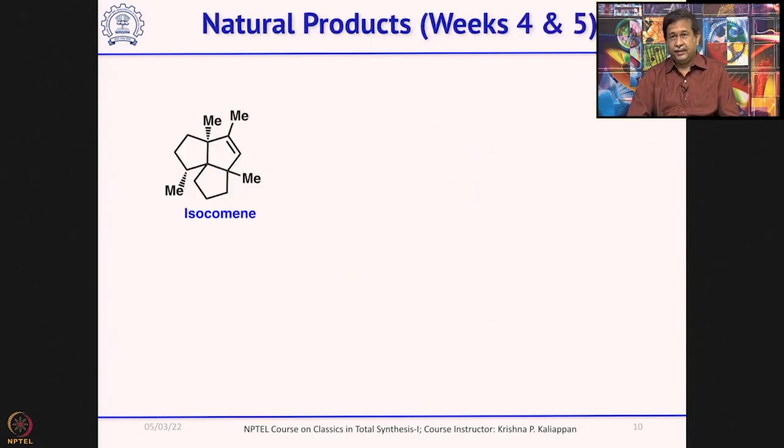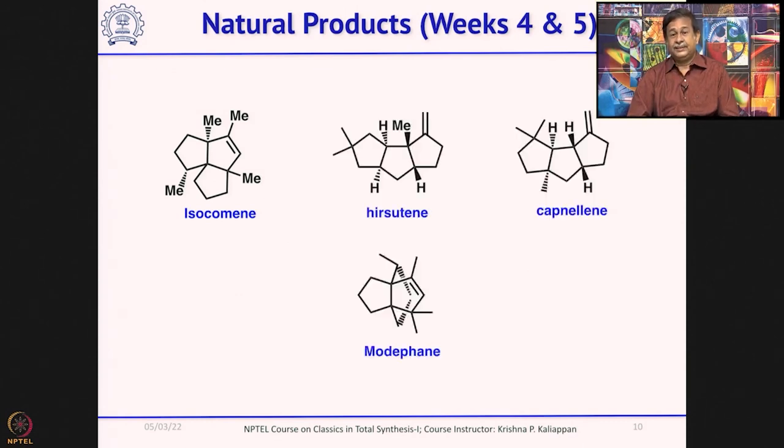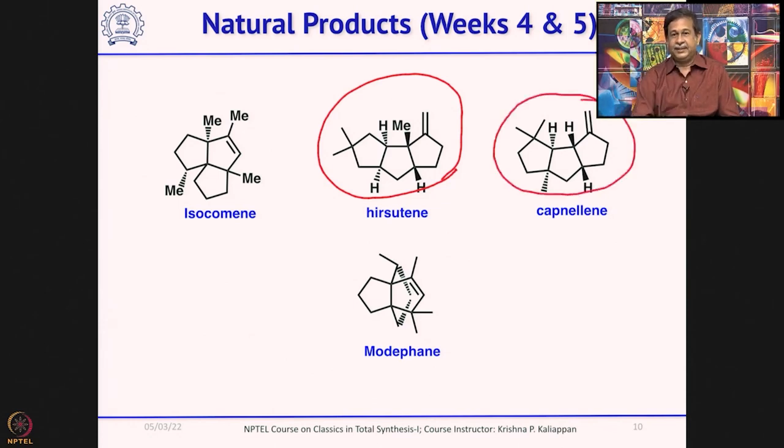Weeks 4 and 5, we will move to another interesting class of sesquiterpenes called triquinanes. Okay, so the triquinanes can be linear. So for example, if you take hirsutine, 3 five-membered rings, quinine means quine, 5. Okay, there are 3 five-membered rings, so it's called triquinane. Here all the 3 five-membered rings are connected in a linear fashion. Same thing is true with capnellene, but if you look at isocomene, it is angularly fused. 3 five-membered rings are angularly fused.